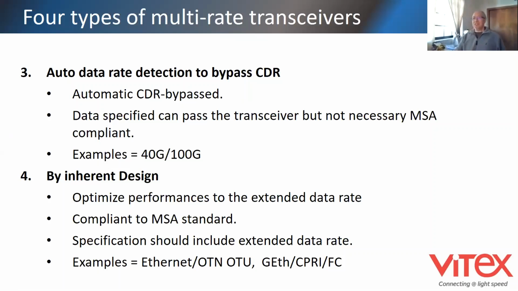The fourth one is by inherent design. The design itself maximizes the extra data rates specified, and it should be compliant to the MSA. The data sheet should include the extended data rate. The primary examples would be the Ethernet, OTN and OTU rates, Ethernet, SONET, and Fibre Channel rates. That one you don't have to switch anything.